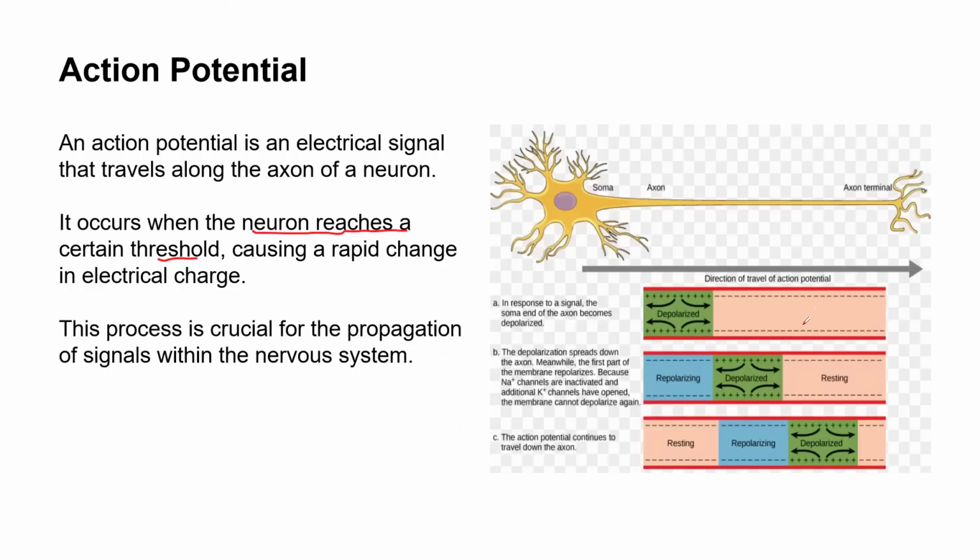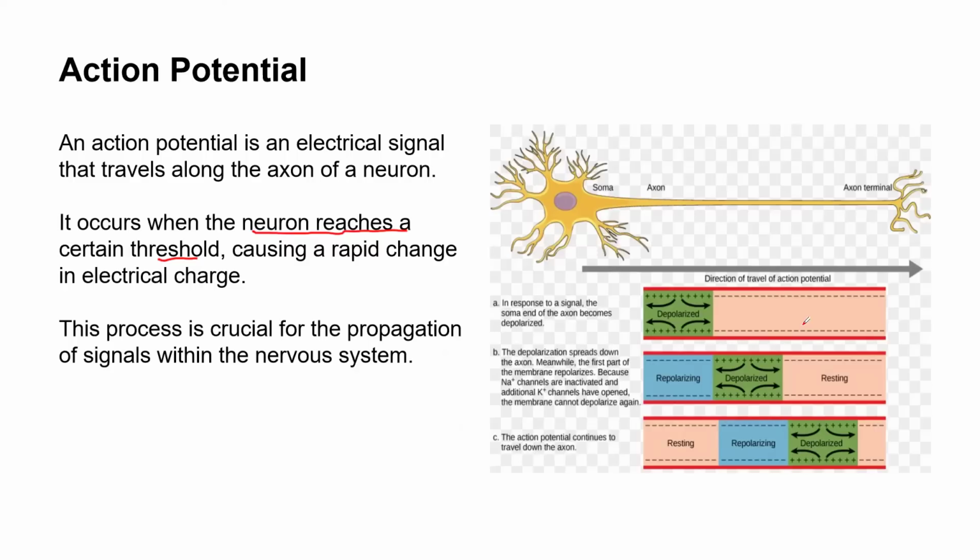The action potential is divided into three phases: depolarization, repolarization, and resting. First, what happens in response to a signal? Whenever there is a signal, the soma end of the axon becomes depolarized. So whenever any information is received by a neuron, the soma end of the axon of that particular neuron will become depolarized.